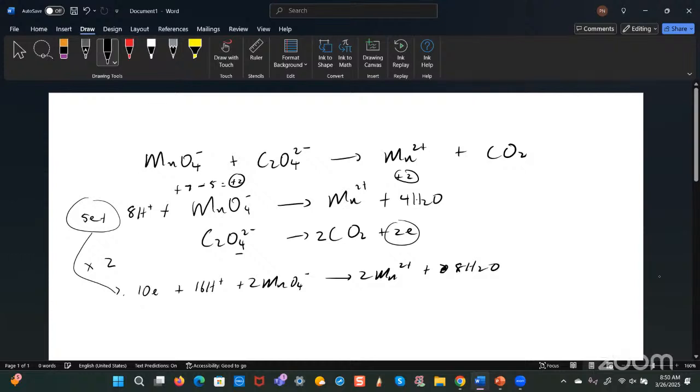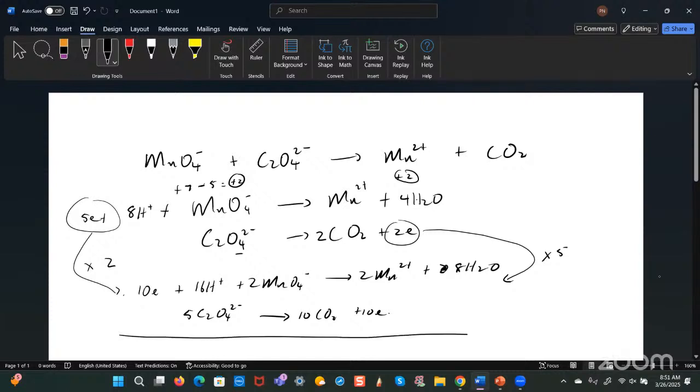All right? So what about the second half equation? What would you multiply that by? 5. So when you do that, you're going to end up with 5 C2O4 2 minus to give 10 carbon dioxide plus 10 electrons. All right? And then we add these two together, right? So the electrons will cancel out, and there's nothing else that will cancel out.